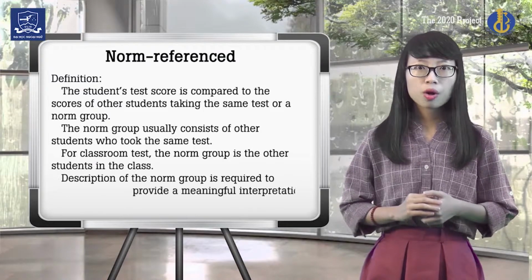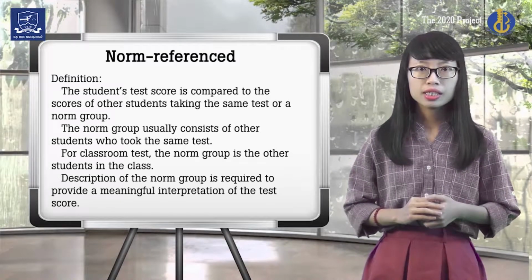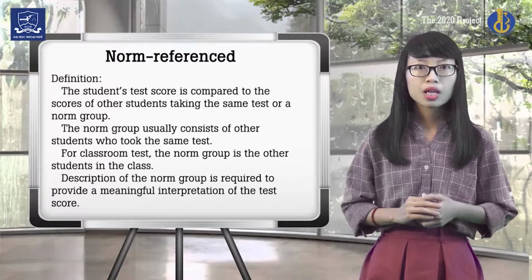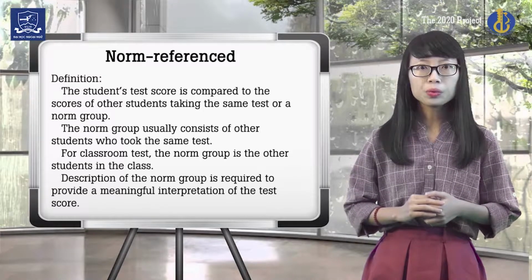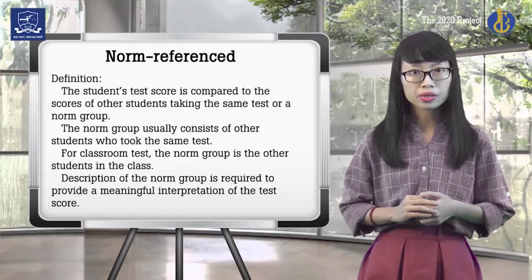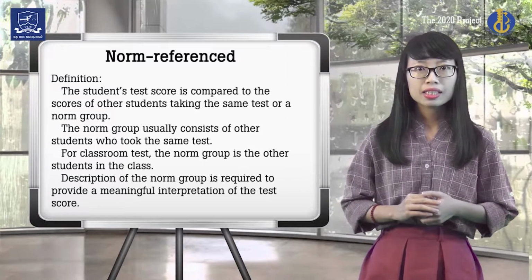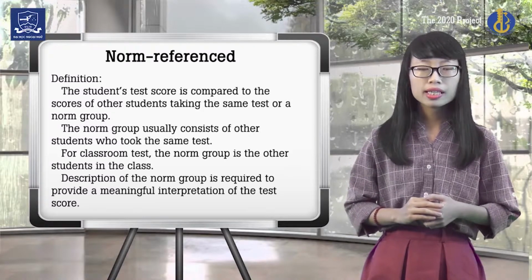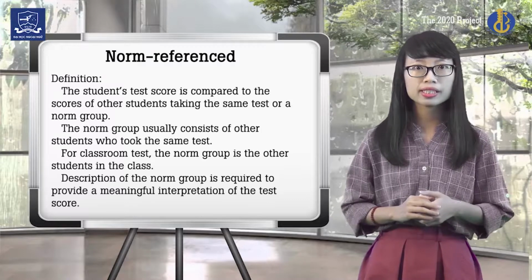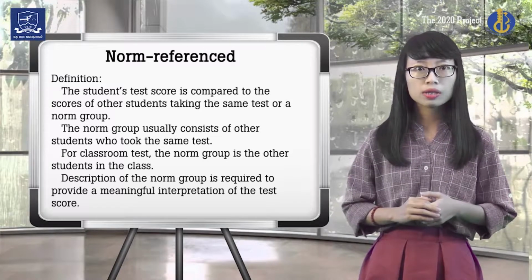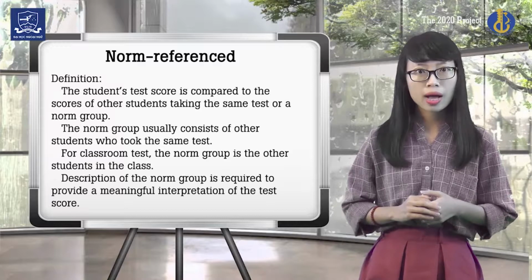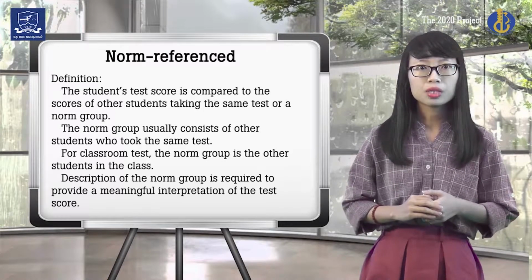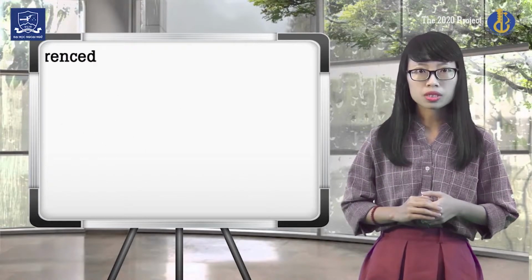When making a norm reference interpretation, it is very important to describe the norm group, that is, the group with whom the student is being compared. You can see that getting an A in a class of highly competent students is totally different from getting an A in a class for low-level students. That's why you have to describe the norm group to provide a meaningful explanation of the scores.